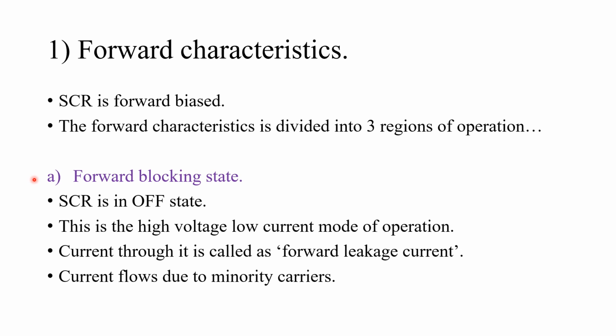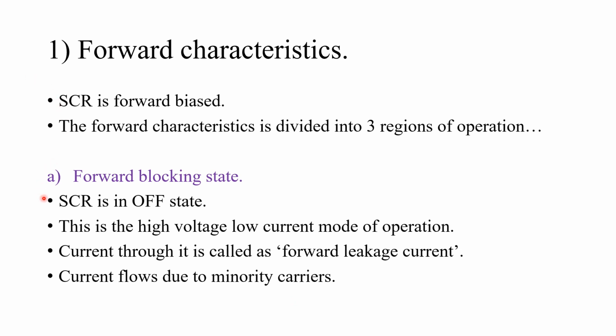So the first one is forward blocking state. In this state, SCR is in off state. This is the high voltage low current mode of operation. Current through it is called forward leakage current. Current flows due to minority carriers.